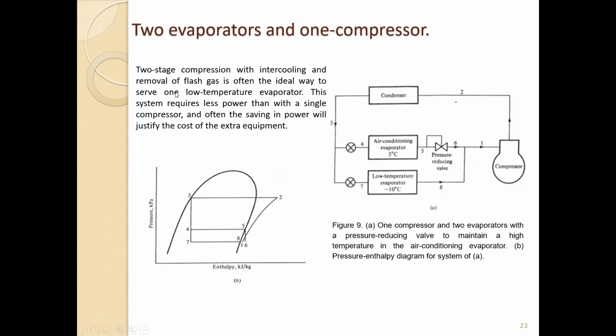Now, two-stage compression with intercooling and removal of flash gas is often the ideal way to serve one low temperature evaporator sa isang system yun. This system requires less power than with a single compressor, and often the saving in power will justify the cost of extra equipment. So dito sa lower side, pwede ka dito, flash gas.